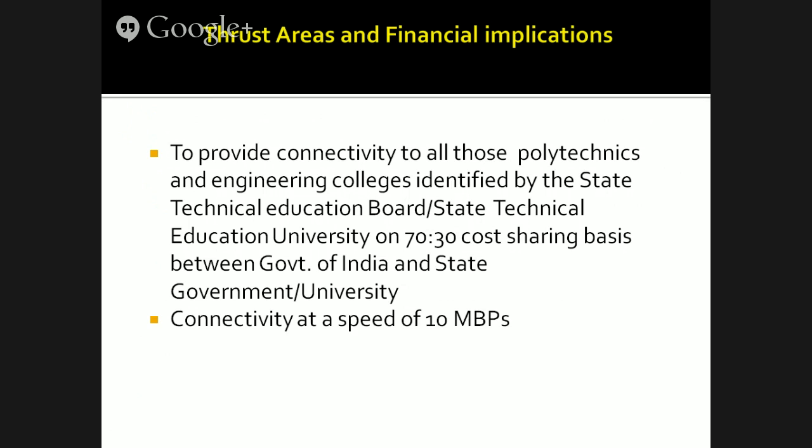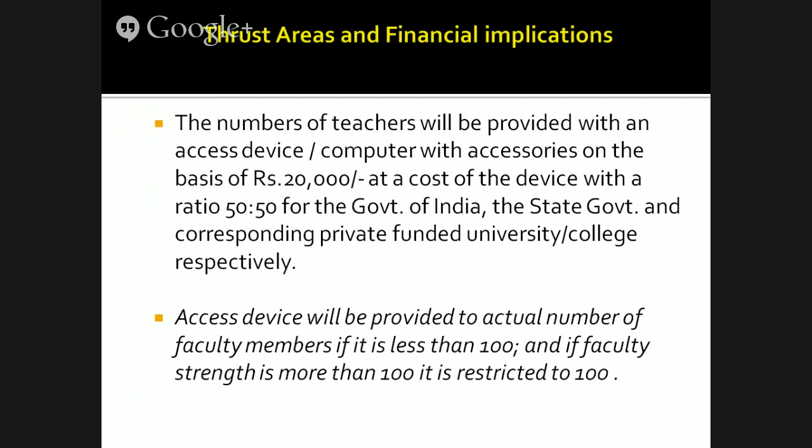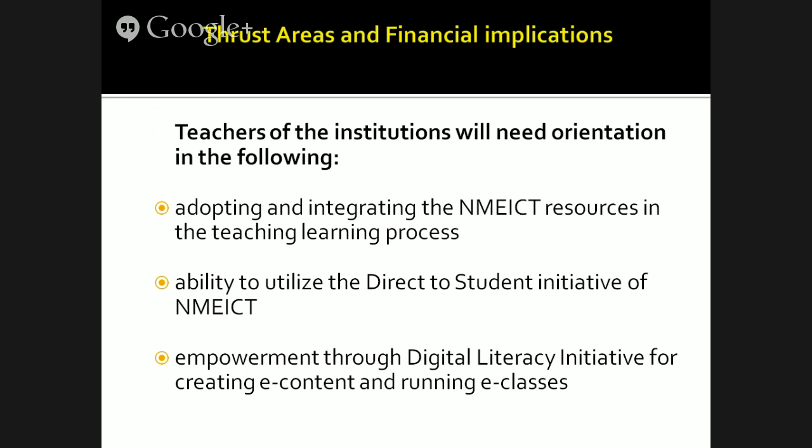And I have told that it is on a 70-30% cost sharing basis, 70% will be covered by your MHRD and 30% will be covered by your own organization. Organization means your board or your university. Then connectivity up to 10 Mbps, and leased line connectivity will be given. This I have also covered, that is 20,000 access devices, and a maximum of 100 faculty, they have restricted. And orientation is also needed, because if teachers are not oriented, they cannot do the actual justice to the students.